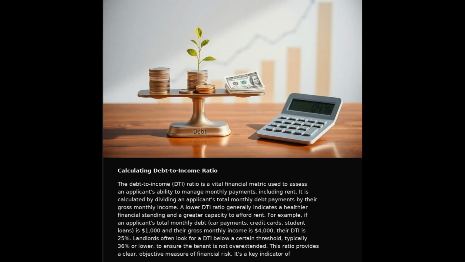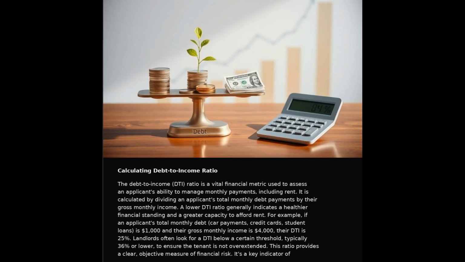Calculating debt-to-income ratio. The debt-to-income (DTI) ratio is a vital financial metric used to assess an applicant's ability to manage monthly payments, including rent. It is calculated by dividing an applicant's total monthly debt payments by their gross monthly income. A lower DTI ratio generally indicates a healthier financial standing and a greater capacity to afford rent. For example, if an applicant's total monthly debt, car payments, credit cards, student loans, is $1,000 and their gross monthly income is $4,000, their DTI is 25%.